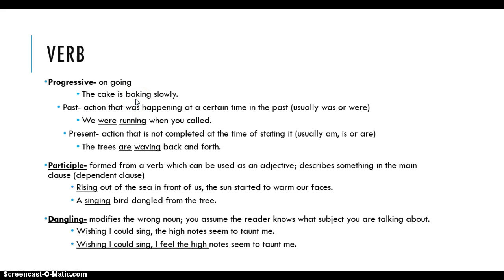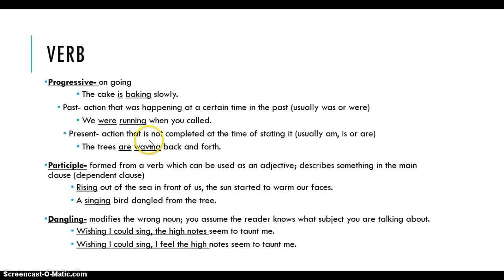Your past progressive verb is an action that's happening at a certain time in the past. And all these words in parentheses are going to be some of your signal words. So was and were. We were running when you called. So we were running and then you called, so we stopped. So were running is going to be your past progressive verb.